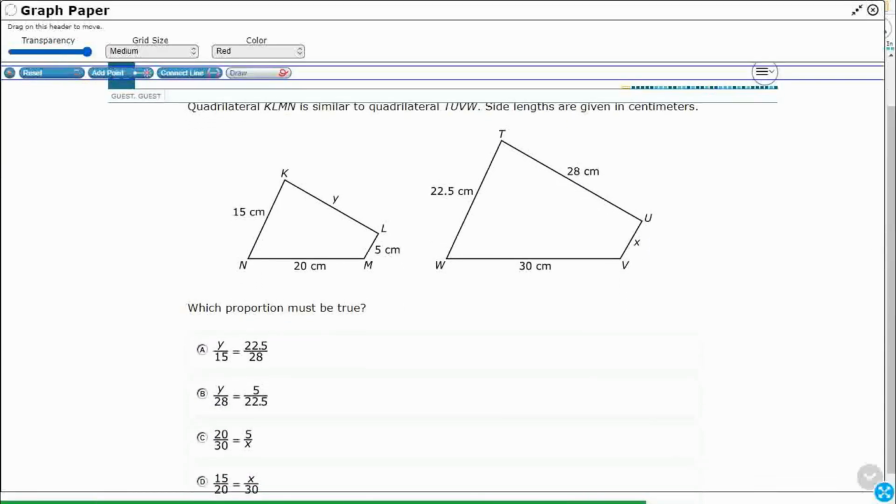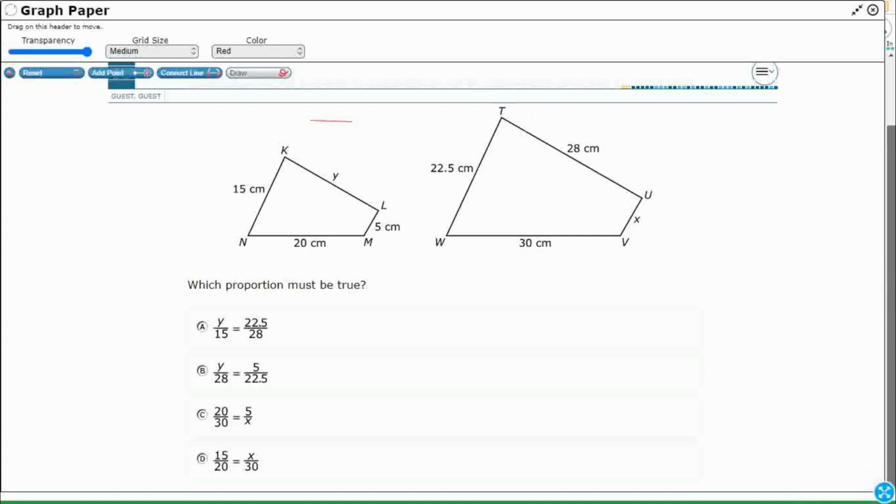Well, if they are similar, that means that we can represent their sides using a ratio, but we have to make sure that we're lining up the sides with the correct sides, and they are oriented the same way. Sometimes they'll rotate one, makes it super difficult. So let's just take a look at these ratios and let's see what works.